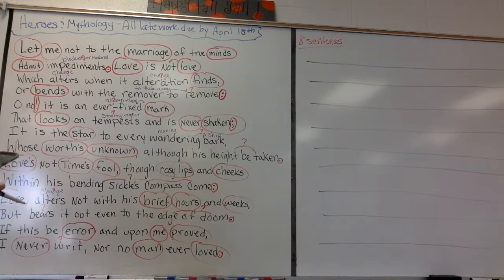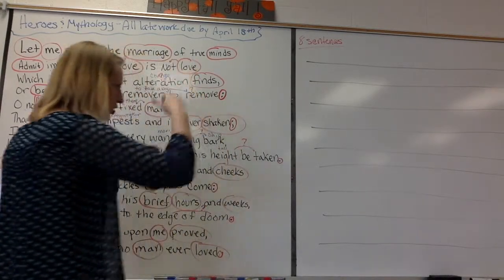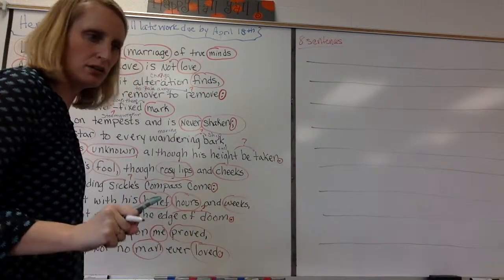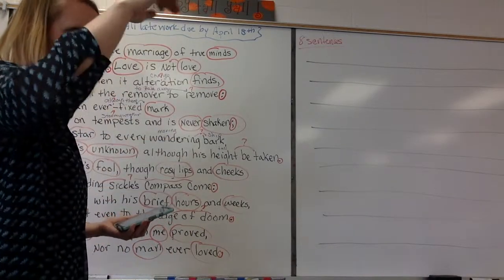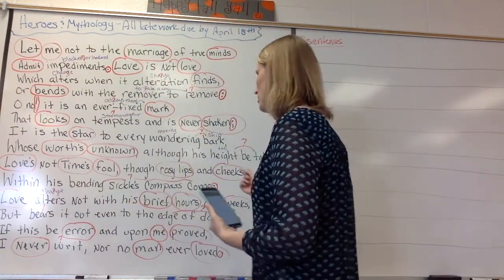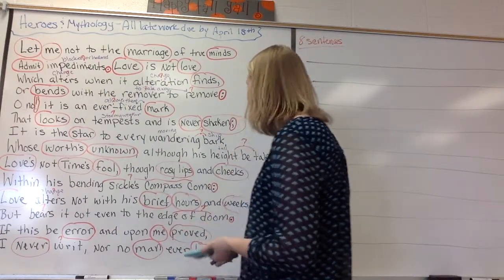Okay, now I'm going to continue on. Height be taken. Well, like I said, I know what height is. That's how tall you are. So height is kind of how tall. And be taken, like if I take something, means that you don't have it, I took it. But if I take your measurements, oh, so I'm just measuring how tall you are. Although his height be tall, or height be taken. So although his, I don't know, that doesn't make sense.